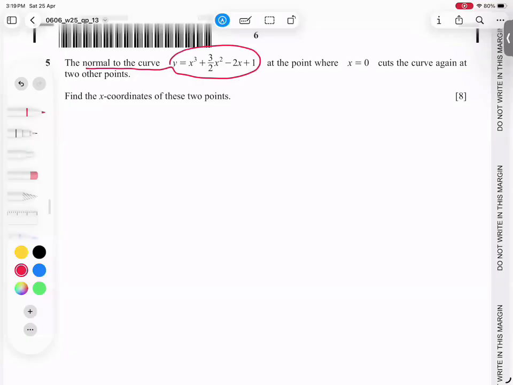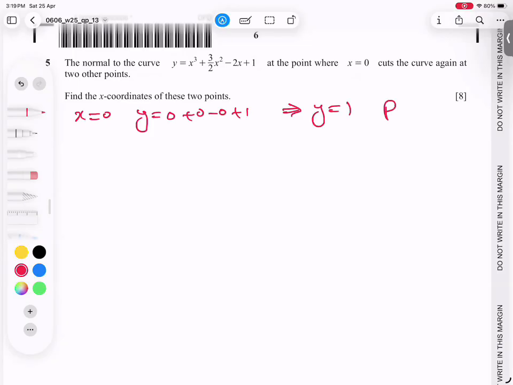It means step number 1, we'll find the equation of the normal. But for the equation of the normal, we need two things, x and y. But y is missing, so we'll plug in x here, here, and here. So let's start. So 0 plus 0 and minus 0 and plus 1. So the y coordinate, I got 1. So point P, I got 0, 1 confirmed. Where I need to find the equation of the normal.